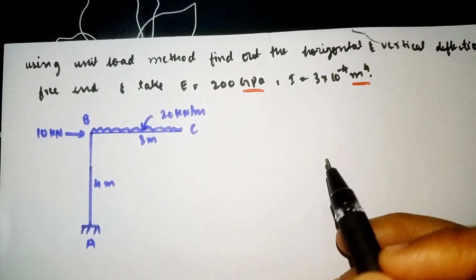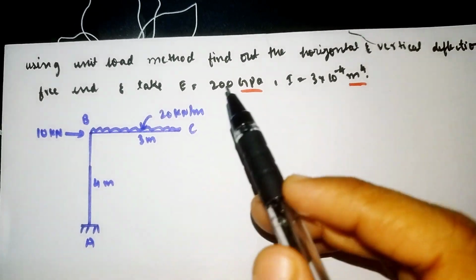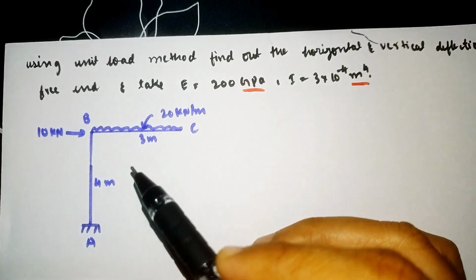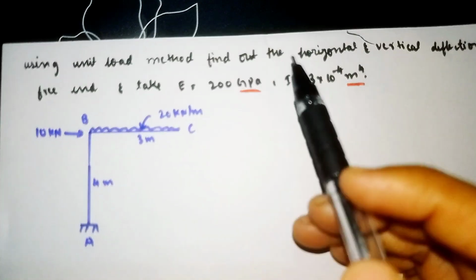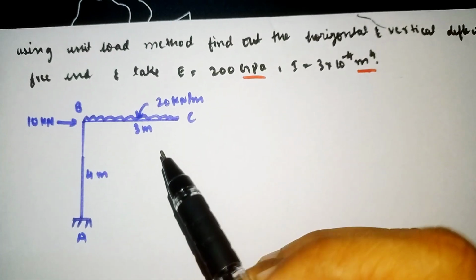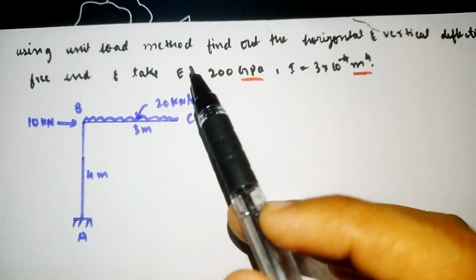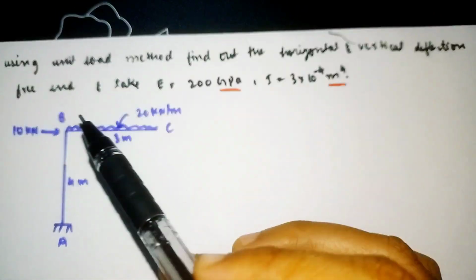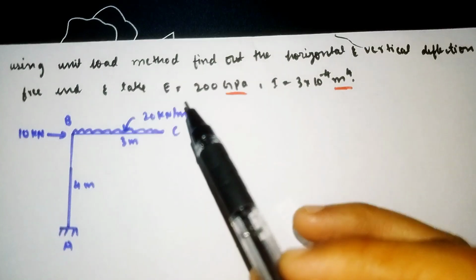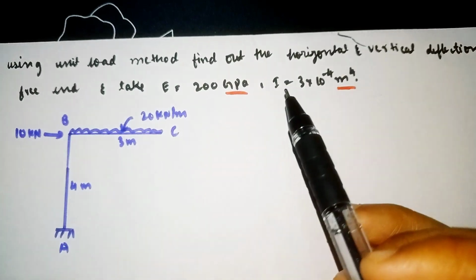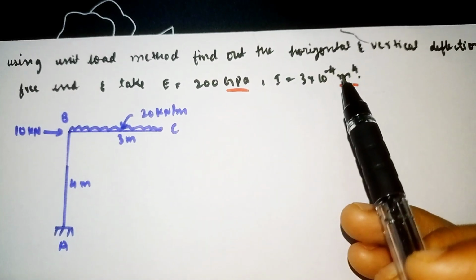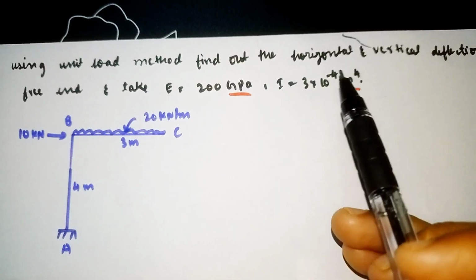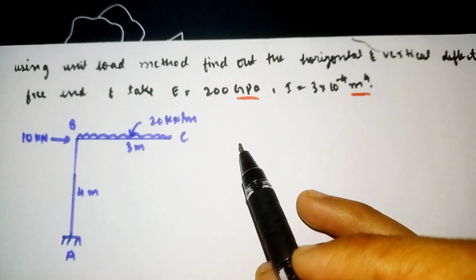So in today's video we will see one more problem of unit load method, how to analyze this by using the unit load method. So this is the given problem. Using unit load method, find the horizontal and vertical deflection at free end and take E is equal to 200 GPa and I is equal to 3 into 10 to the power of minus 4 m to the power of 4. So this is our given problem.